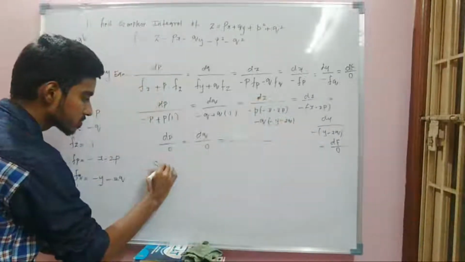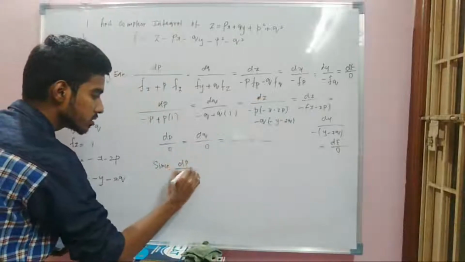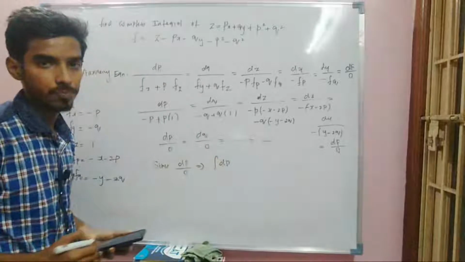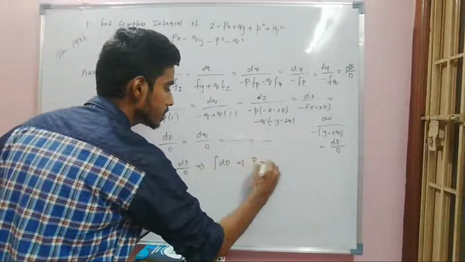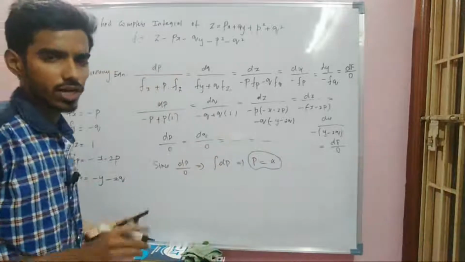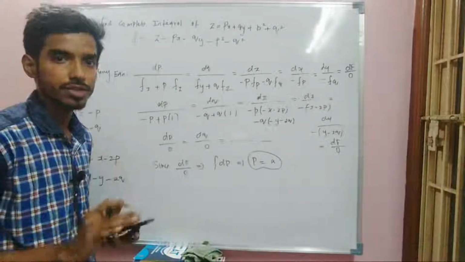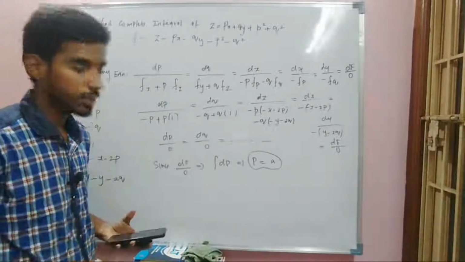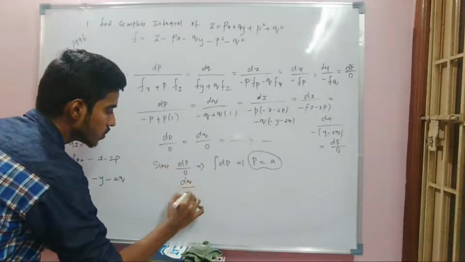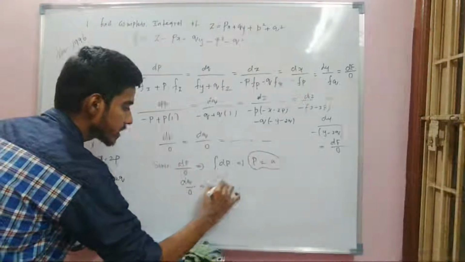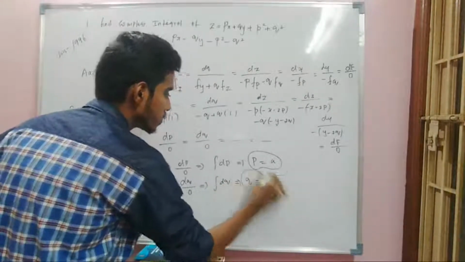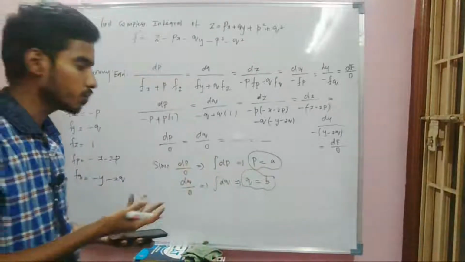Now since dp by 0, we have the integral of dp is one solution, that is p is equal to some constant. So p is equal to a, right? Here you will denote constants by a and b. You will not use c1, c2, you will denote constants by a and b. So p is equal to a. So again dq by 0. So this implies the integral of dq is one solution. That means q is equal to b. Right? So we have found p and q very easily.